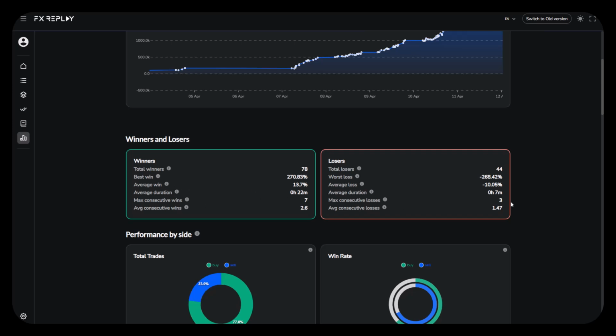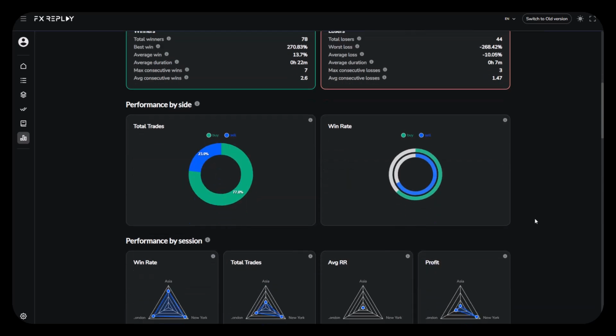If we go a little bit down, you can see that the max consecutive wins that I managed to pull was 7, so that's very nice. 78 total winners. In terms of losers, 44 losers, 3 consecutive losses was the maximum. Average consecutive wins is 2.6. Average consecutive loss is 1.47. Okay, so pretty much on each loss you have like 3 winners, which I think is amazing.